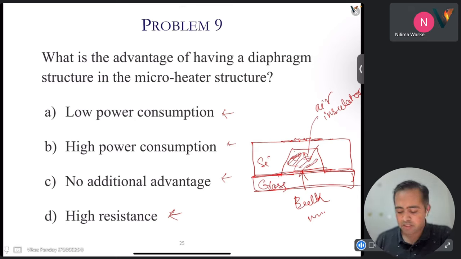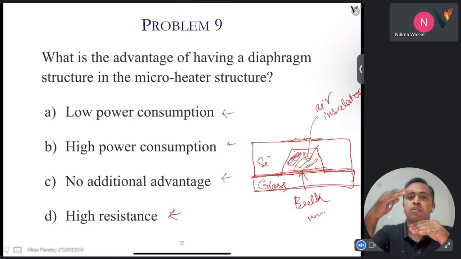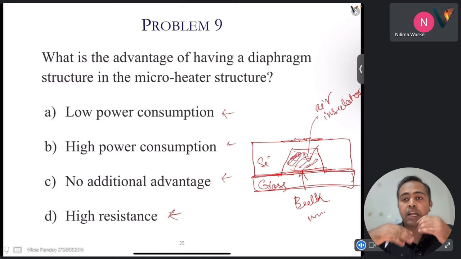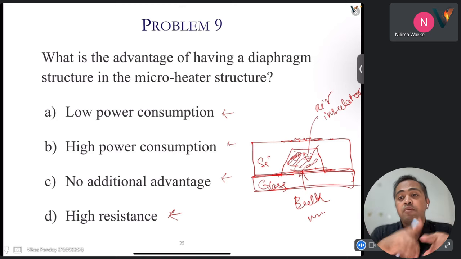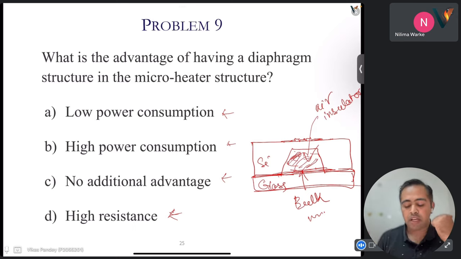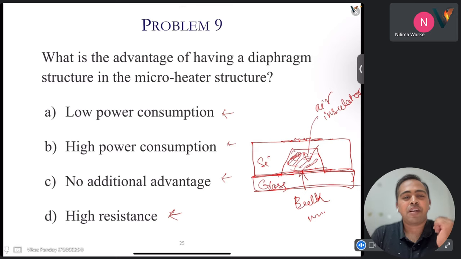So in this area, air is trapped, and that air acts as a good insulator. So the heat will not go down, and in that way we are saving a lot of power. That is why low power consumption is there, due to this diaphragm-like structure. High power consumption anyway will be a disadvantage. And high resistance will be an advantage.